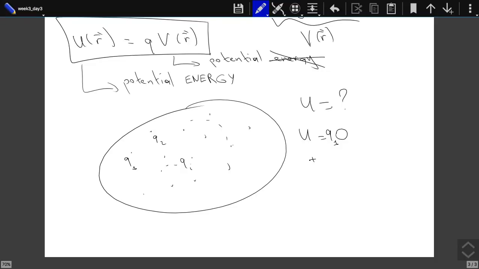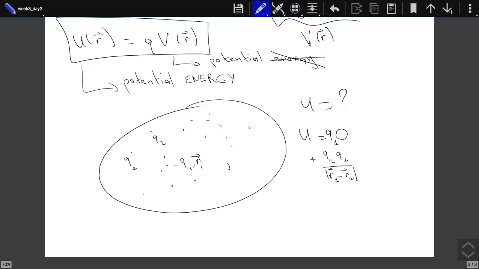So what will be the work that we have to do in order to bring the charge Q2 to its final position? Let's call the position of Q2 to be R2. Well, we already have the charge Q1 somewhere. So the additional work that we have to do is Q2 times Q1 over R1 minus R2. Why?